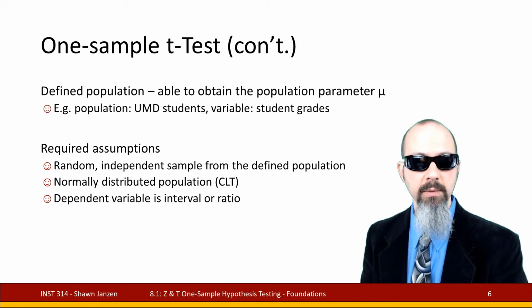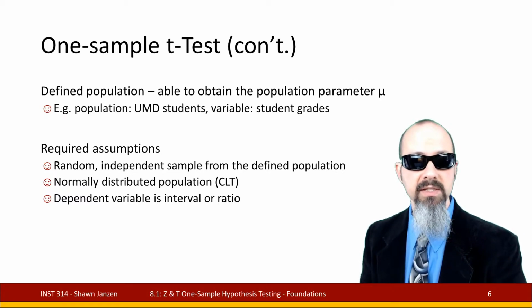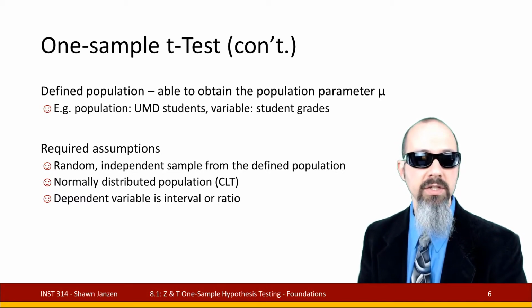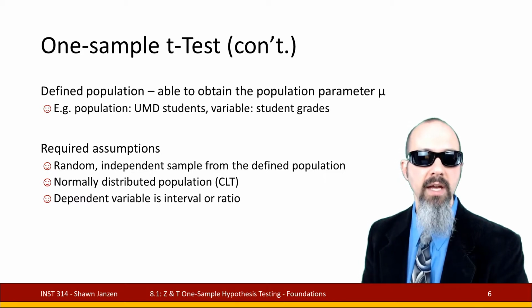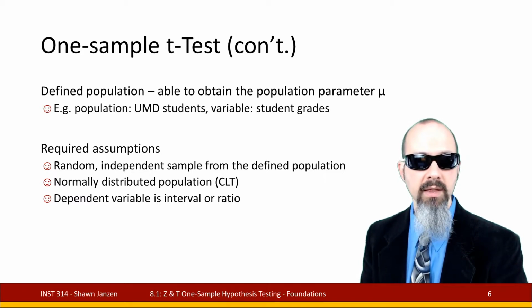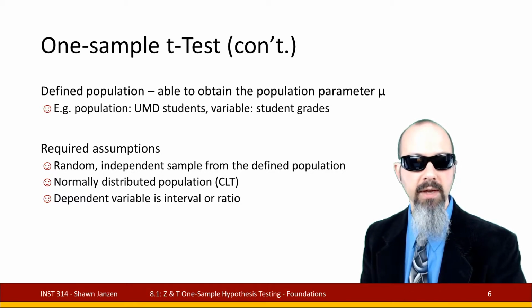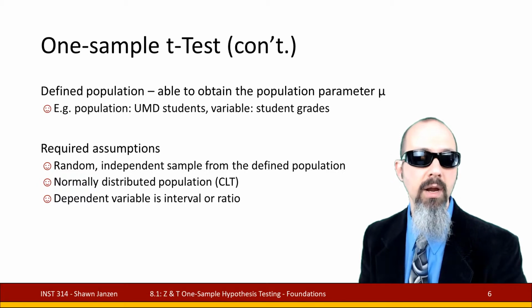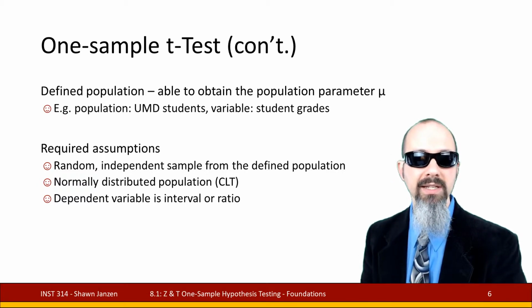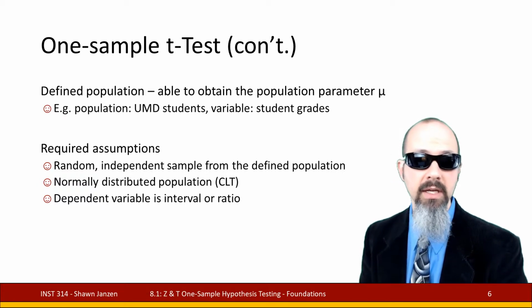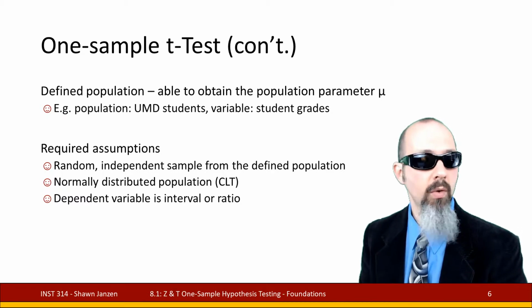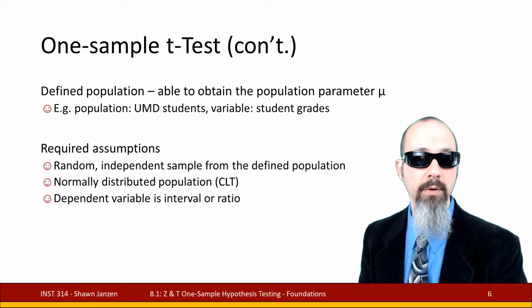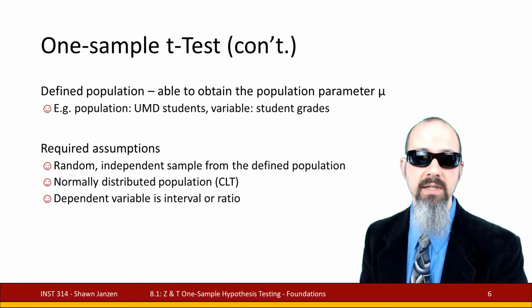We assume that these are going to be normally distributed, and this is according to the central limit theorem. So we had said once you have certain conditions, like your sample size is large enough, then we can assume that the sampling distribution is going to be normally distributed. And we also have to have a dependent variable that is either interval or ratio. It has to have that numerical value to it that we can go ahead and calculate a mean of. If you have some sort of nominal or ordinal variable that cannot produce a mean, you can't do a Z or a T test.